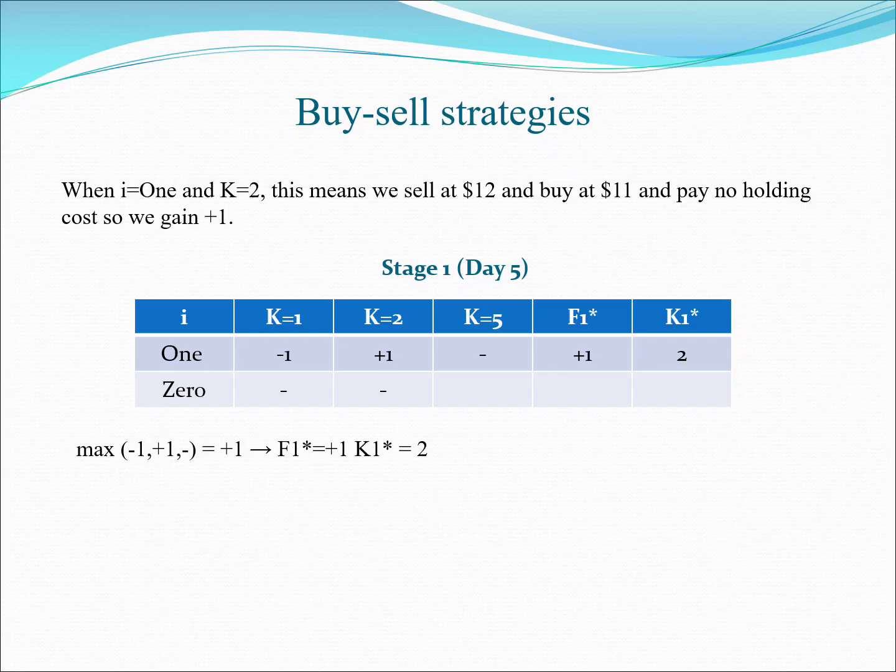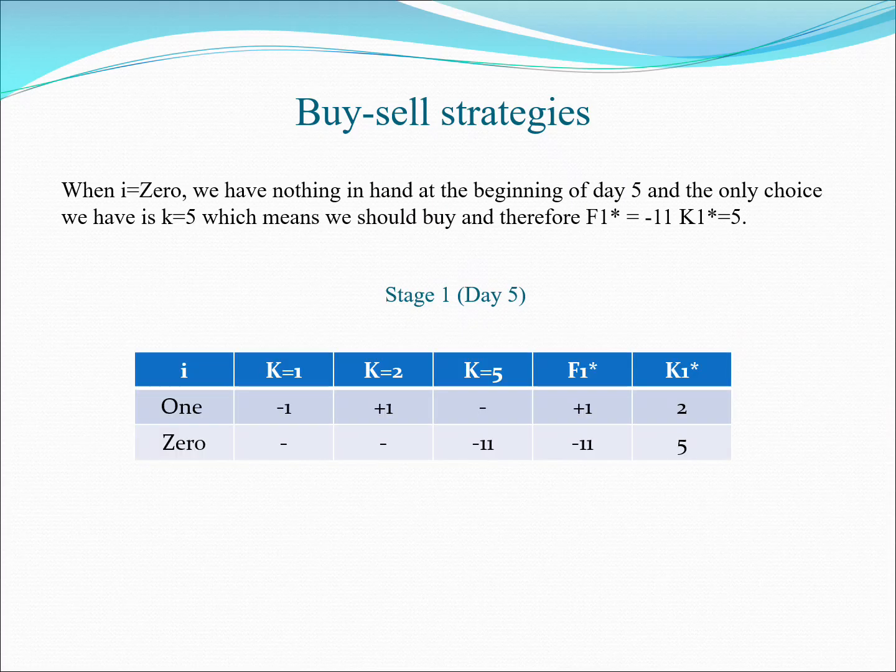When I equals 1 and K equals 2, this means we sell at $12 and buy at $11 and pay no holding cost, so we gain plus $1. When I equals 0, we have nothing in hand at the beginning of day 5, and the only choice we have is K equals 5, which means we should buy, and therefore F1 equals negative 11. K1 equals 5.